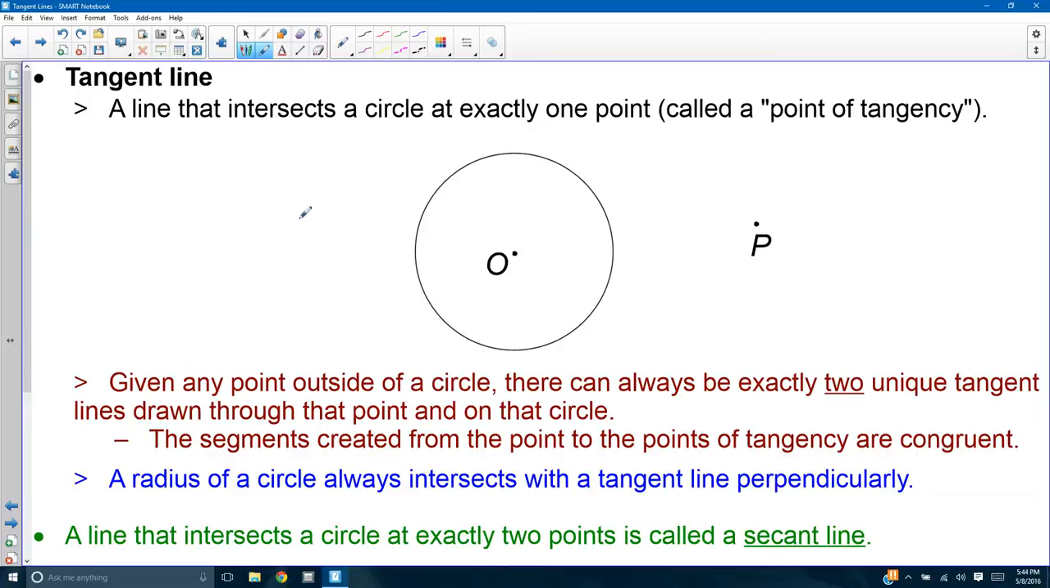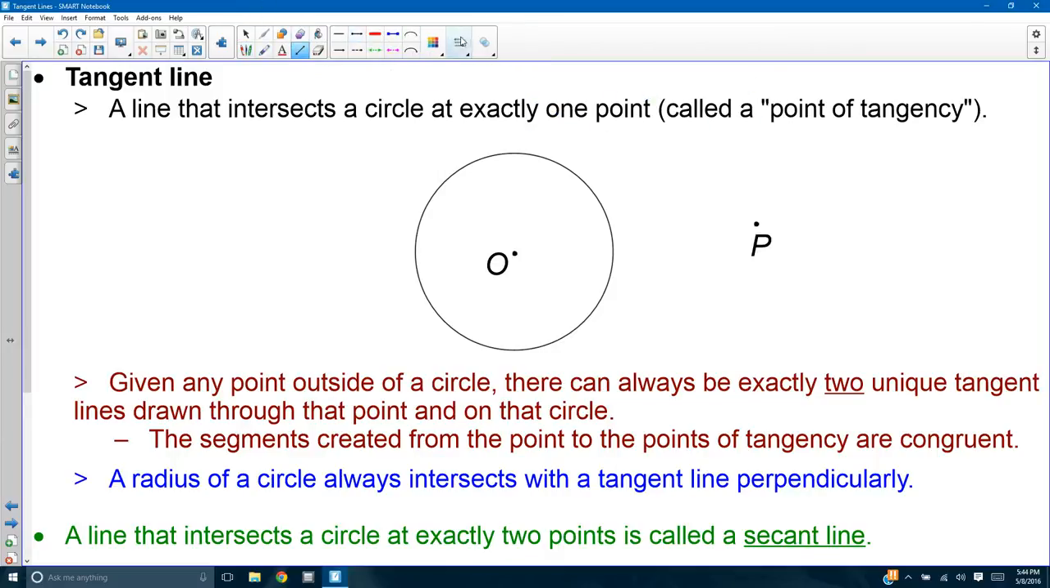Well, not yet. I'm going to start making them first. Let's define it, and then I'll make it, and you'll understand all of that. A tangent line is a line that intersects a circle at exactly one point. Now, that intersection point is called the point of tangency.